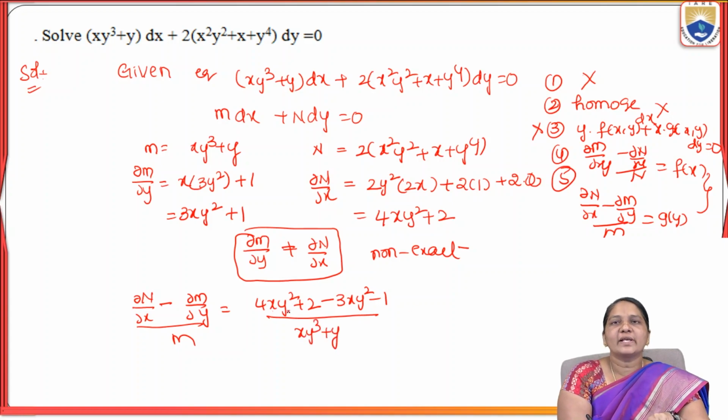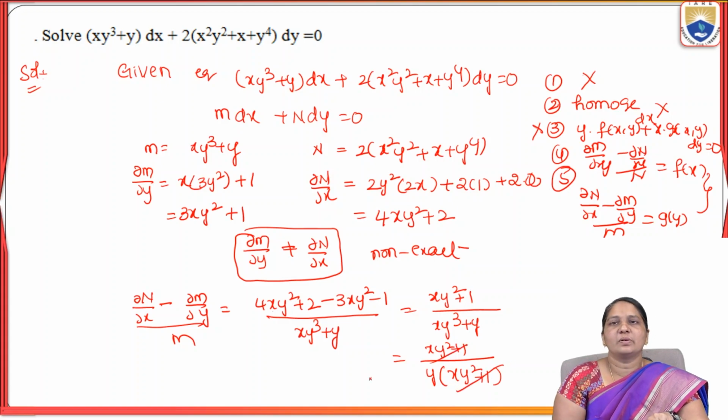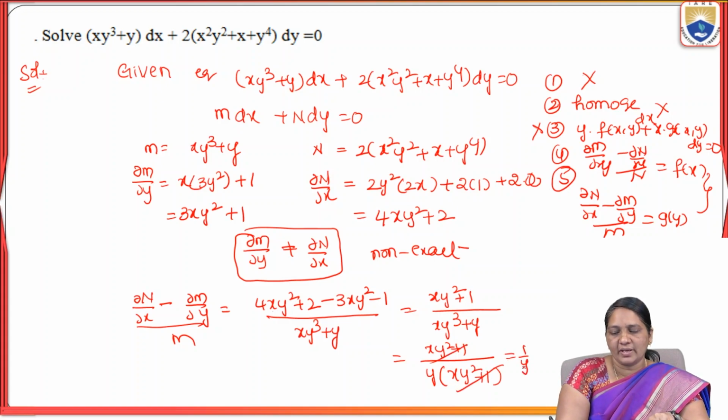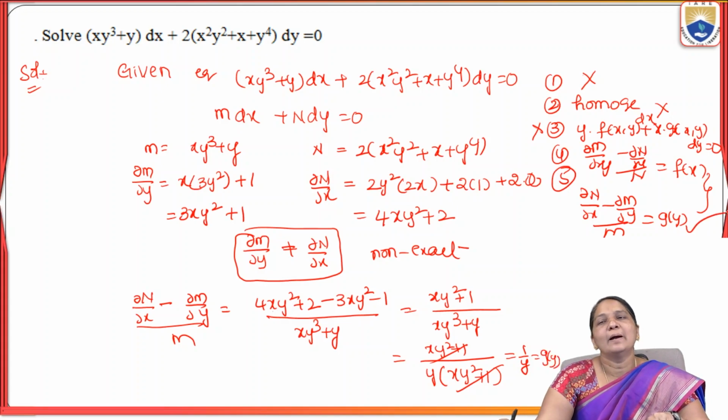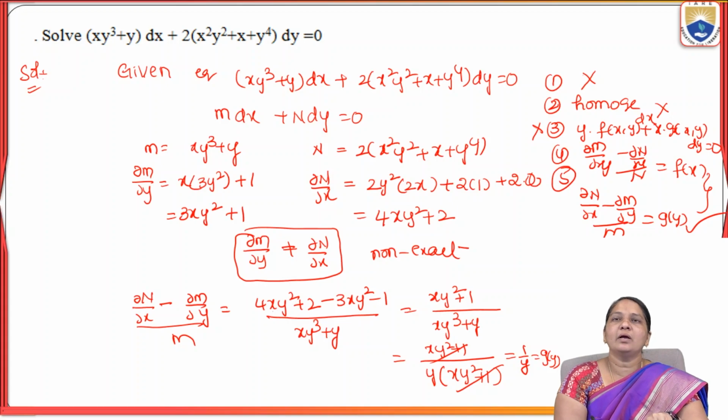Here 4xy² minus 3xy² is xy², plus 2 minus 1 is plus 1, divided by xy³ + y. Taking y common in the denominator, we get y(xy² + 1). So these two terms will be cancelled. I am getting 1/y. So this is g(y). So I am getting method 5. That means we can apply method 5.